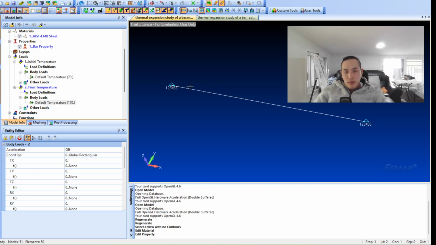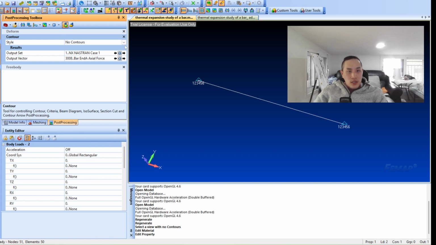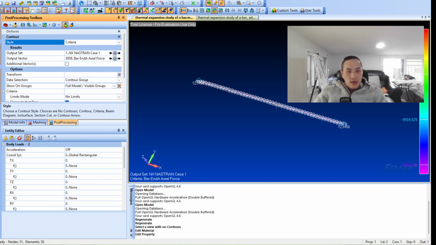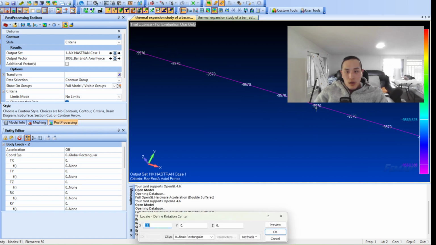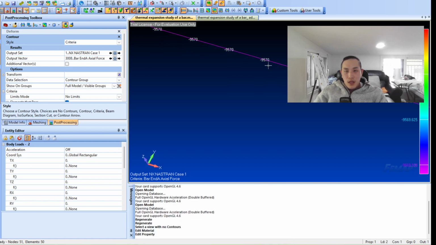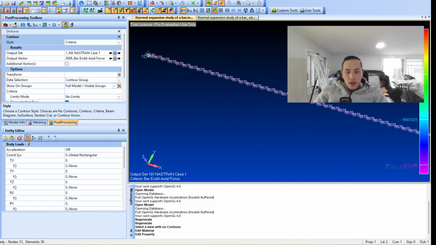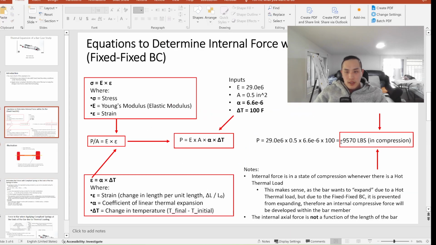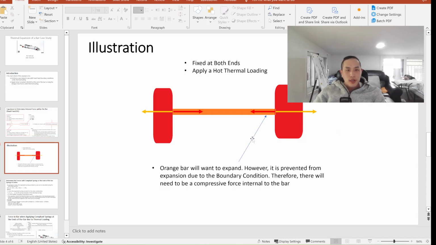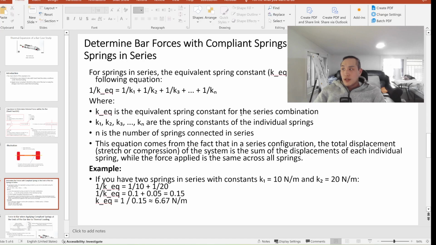I have applied fixed boundary conditions on both sides of the bar. And when I run that, you will see that when we look at the internal forces within the bar, we get an internal force of 9,570 pounds in a state of compression throughout the entire bar elements, as you can see here. So this matches exactly with this equation here. So that's good, right? That's what you want to see. Now let's move on to the second example.